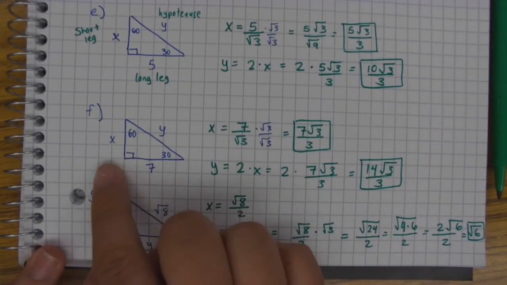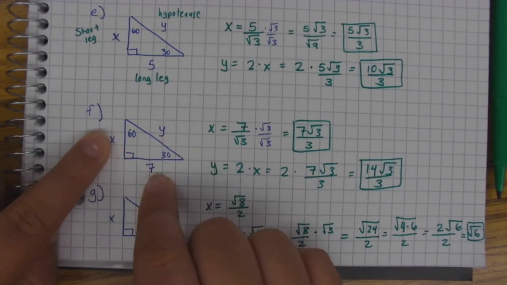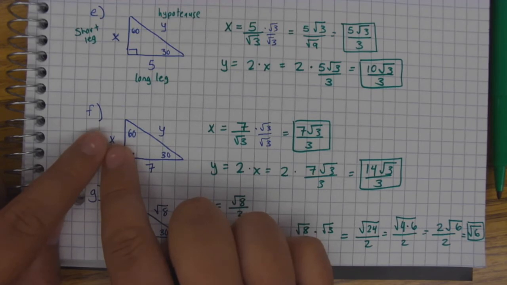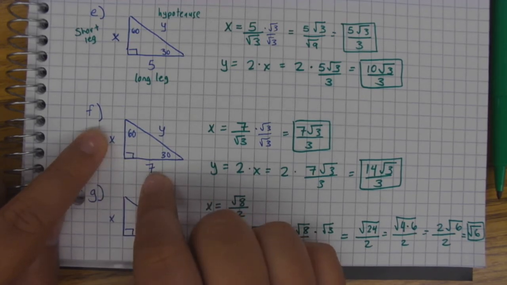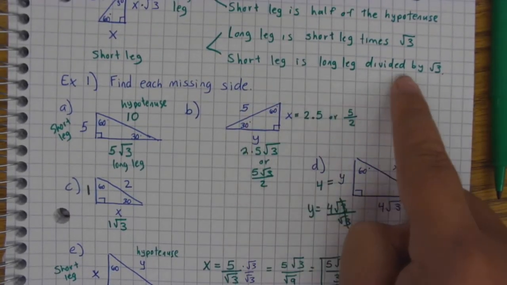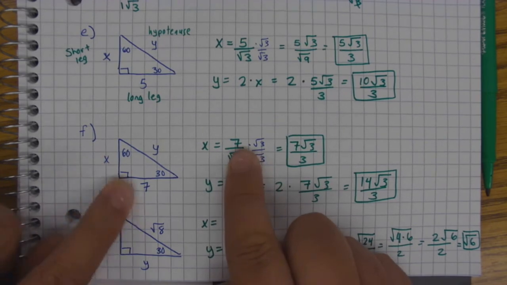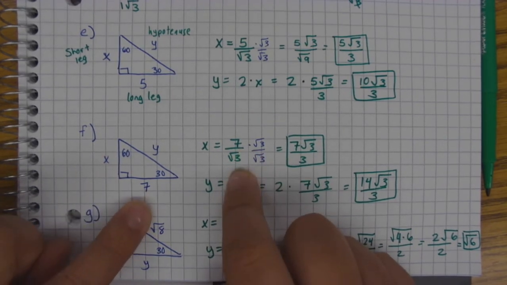Letter F. Okay, so we want to find x and y. Let's find x first. X is the short leg, and they give us the long leg. So remember, the short leg is equal to the long leg divided by the root 3. I'm just using the same patterns over here. The short leg is the long leg divided by root 3. So x is going to equal the long leg, which is 7, divided by the square root of 3.